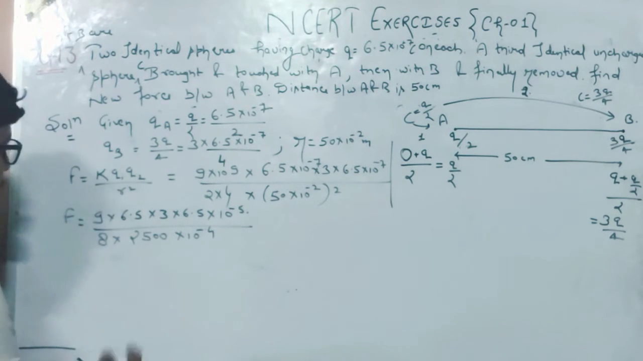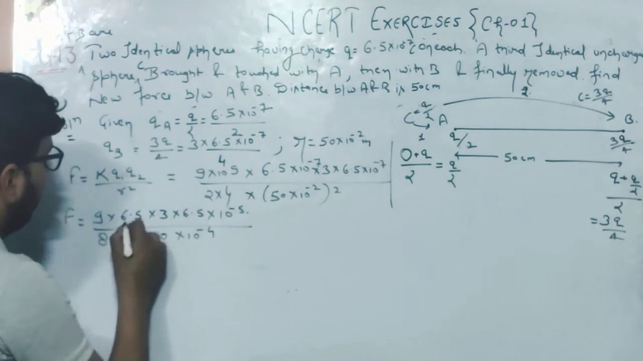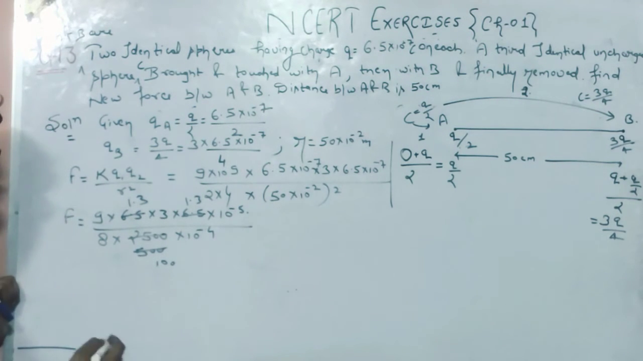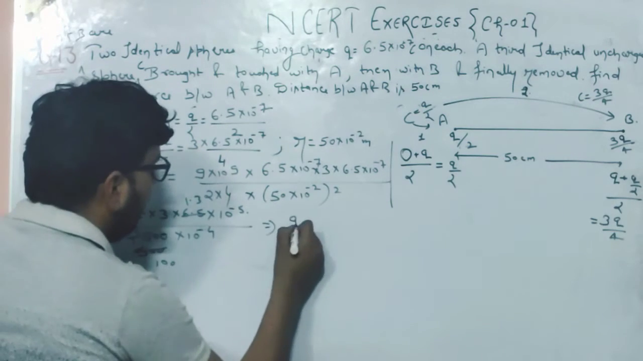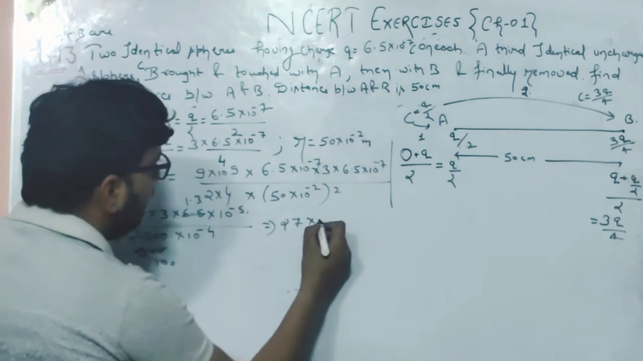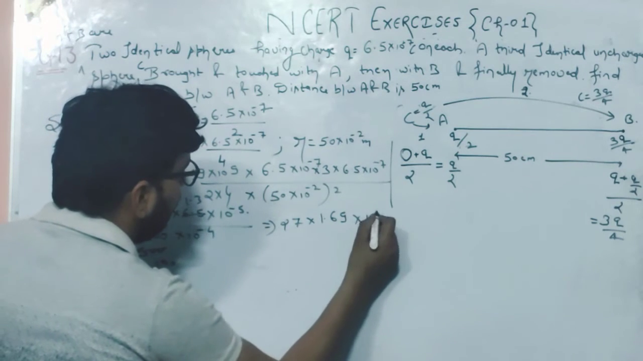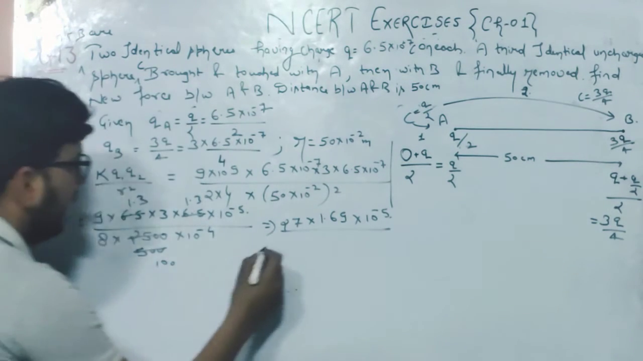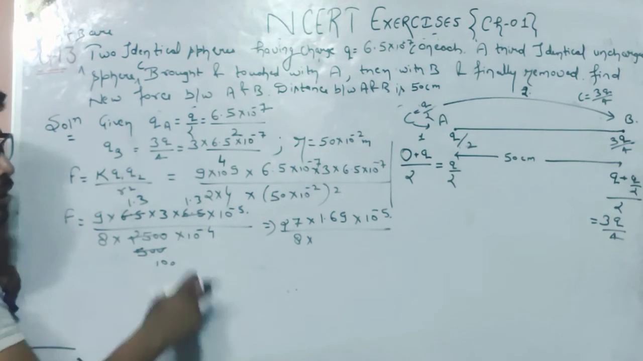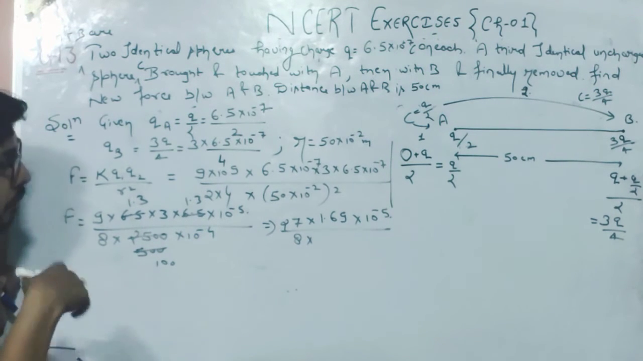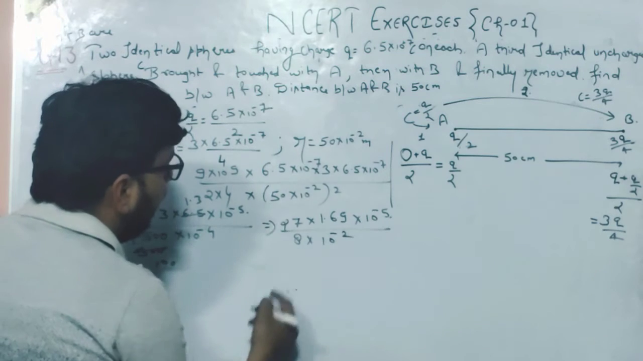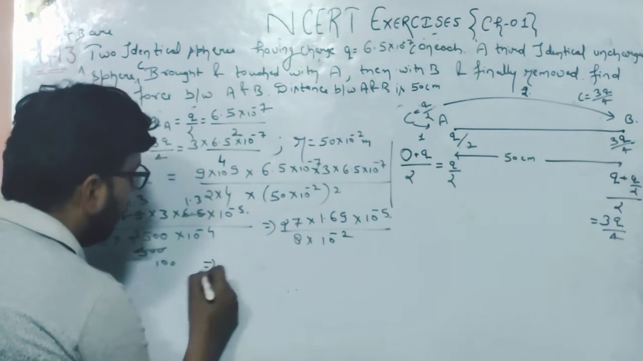I will divide 2500 by 5, so it will have value 500, it is 1.3, it is 100, it is again 1.3. Now 9 threes are 27, so that is 27 × 1.3 × 1.3, which is 1.69, × 10^-5 divided by 8 × 100, which can be written as 10^2, and here it is 10^-4. So 10^2 times 10^-4 gives 10^-2. We will divide 27 by 8. So it will have value 3.37.